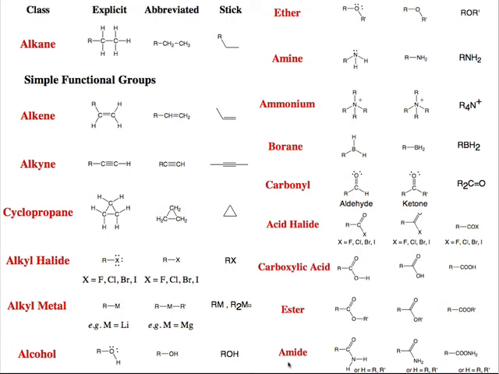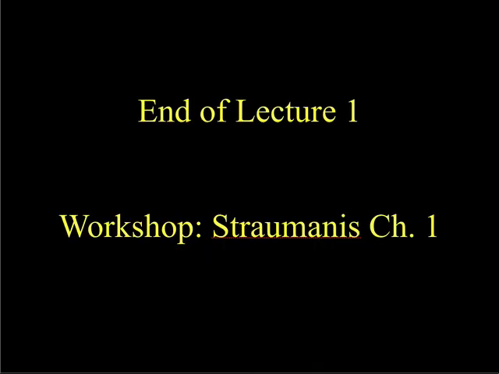If you have any questions, you can ask me at any time. You can also look them up in the book. Your book is basically divided into chapters where each chapter focuses on a type of functional group. That is all for lecture 1. The Stromanus book that corresponds to the material from this lecture is chapter 1. We will go over chapter 1 in Stromanus, and that will be part of your workshop in class tomorrow.